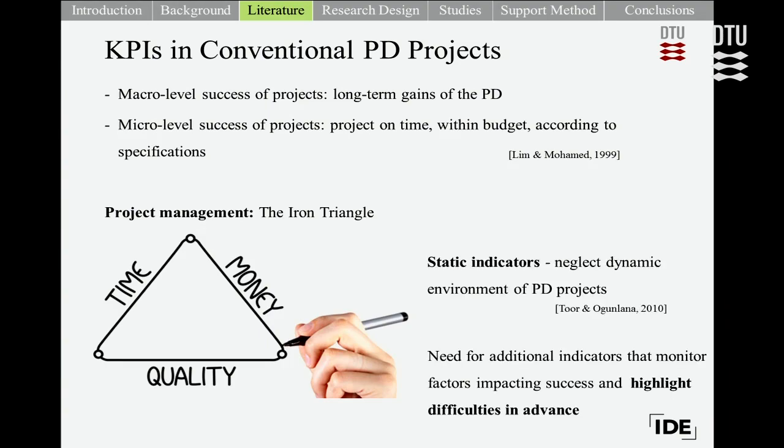These are traditional performance dimensions highlighted in project management literature, also similar to those in conventional product development. However, they have been described as more static in nature and neglect the dynamics of product development projects. There's been a need identified for additional indicators that monitor factors that impact success along the process and hence allow for corrective action.